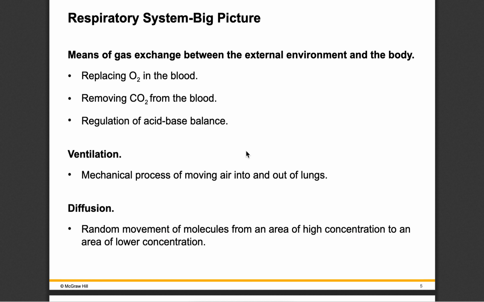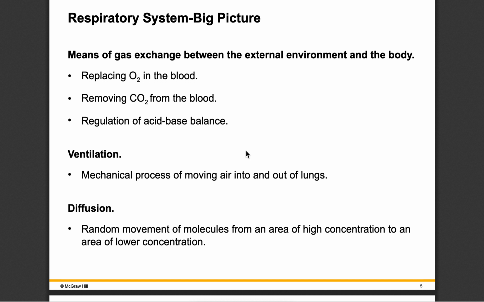So with our respiratory system, we're really trying to replace the O2 we utilized in the blood. We're trying to remove CO2, and then we're trying to regulate that acid-base balance. And we do that through ventilation, the mechanical process of moving air in and out of the lungs. Once the air gets to an endpoint in our lungs, we then use diffusion, which allows molecules to move from a high concentration to a low concentration in order to exchange. So diffusion is simply moving things from high concentration to low, and that's what happens in the lungs.